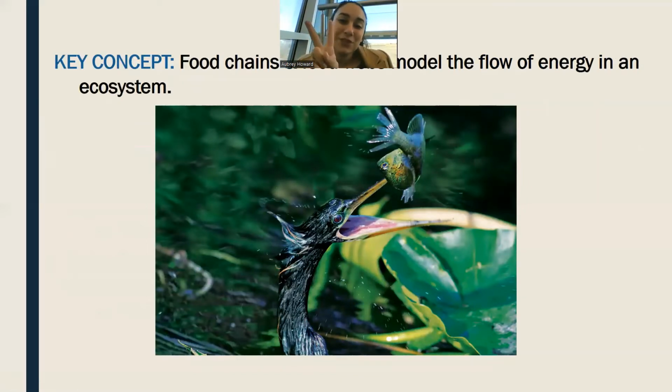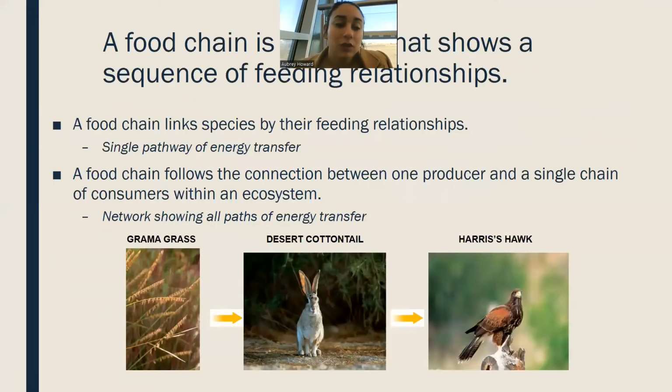Key concept number 2. Food chains and food webs are able to be used to model the flow of energy in an ecosystem. Now, when you are looking at your food chains and food webs, you should be able to see an organism and then an arrow and another organism and then an arrow and another organism, and so on and so forth. It's important to understand that these arrows show the direction of energy flow.